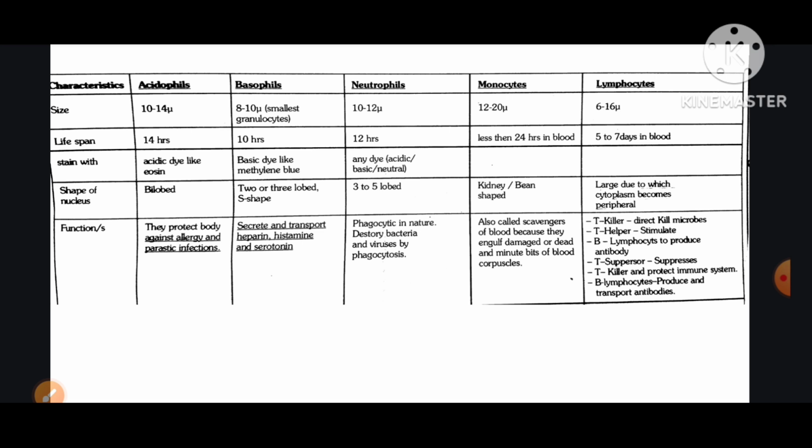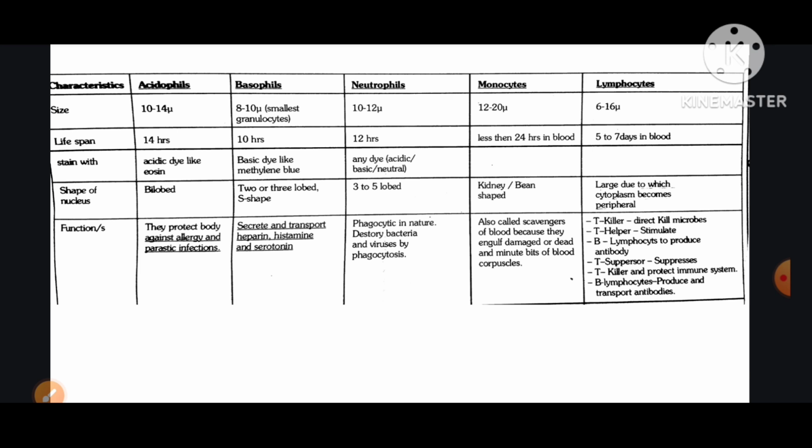Functions. Acidophils protect the body against allergy and parasitic infections. Basophils secrete and transport heparin, histamine and serotonin. Neutrophils are phagocytic in nature, destroying bacteria and viruses by phagocytosis. Monocytes are also called scavengers of blood because they engulf damaged or dead cells and minute bits of blood corpuscles.